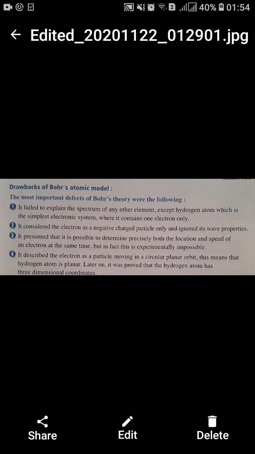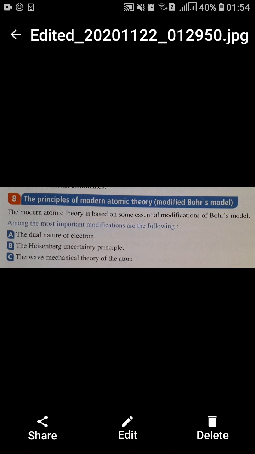Number 4, he described the atom as a planar atom, but actually the atom is a sphere. It has the 3 dimensions. So, we need to move to number 8, the modern atomic theory that came to modify Bohr's model by using just 3 principles, which are the dual nature of the electron, Heisenberg uncertainty principle, and the wave mechanical theory of the atom for Schrödinger.